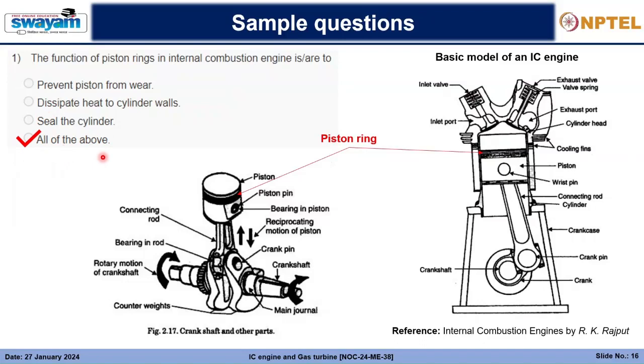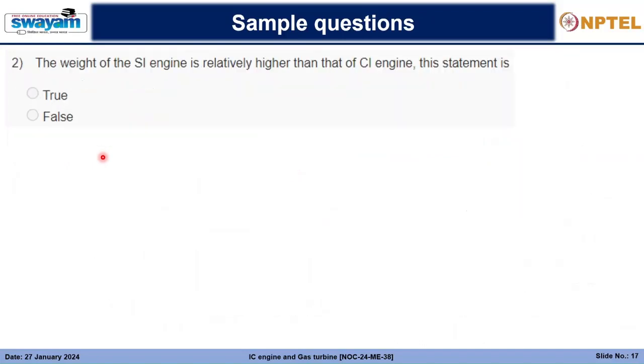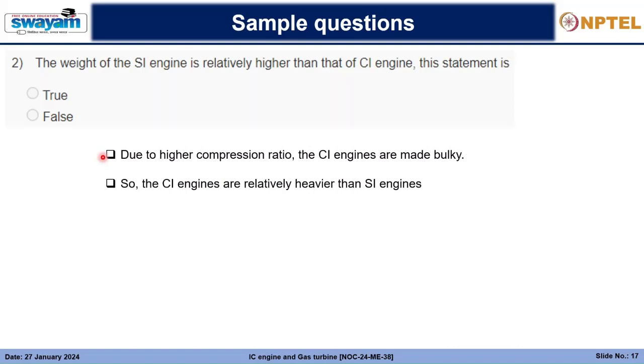Okay. Next, the weight of the SI engine is relatively higher than that of the CI engine. Is this statement true or false? False, sir. Yeah, false. It would be very great if you can interact in this session with these questions. The reason behind it is that due to the higher compression ratio, the CI engines are made bulky, and so CI engines are relatively heavier than SI engines. So the statement here is false.